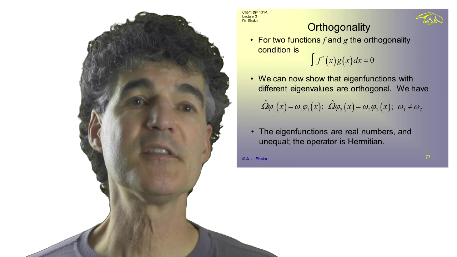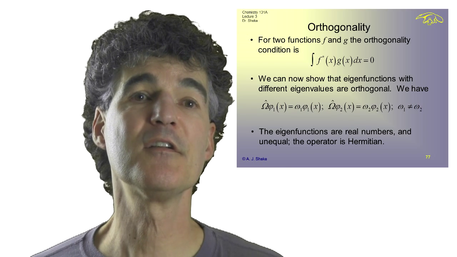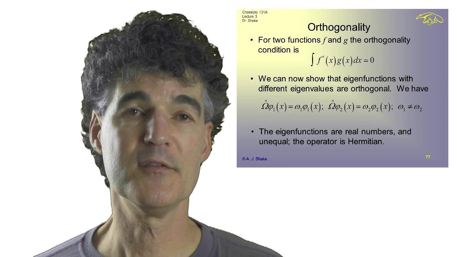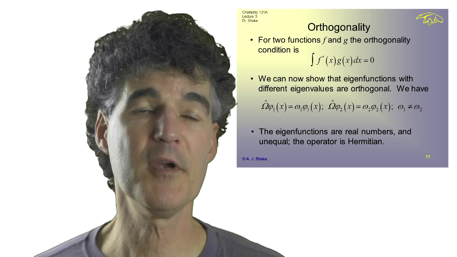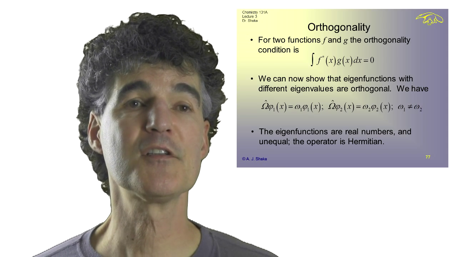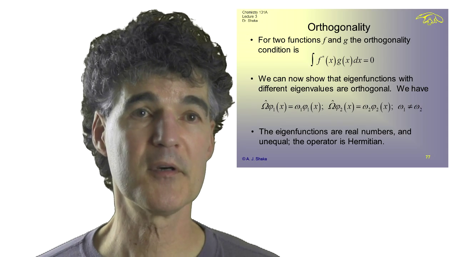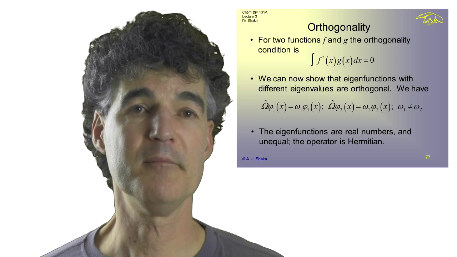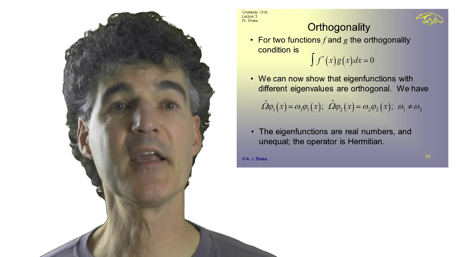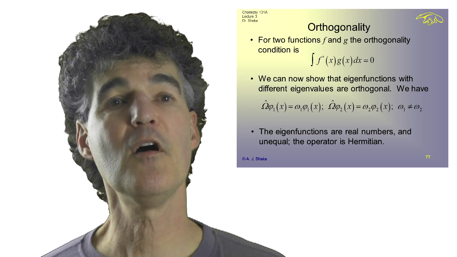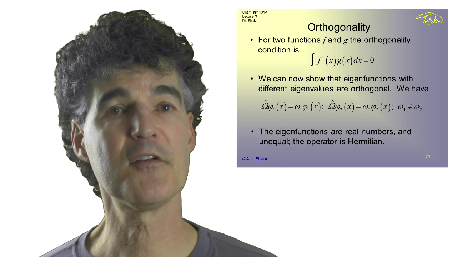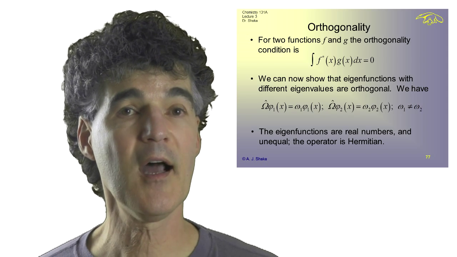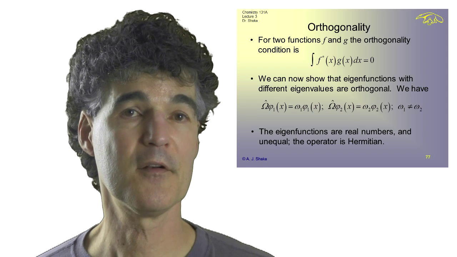Now we can show, based on this and the definition of Hermitian, that the eigenfunctions with different eigenvalues are orthogonal. So here's what we do. If it's an eigenfunction, it has an eigenvalue that's a real number. So let's put omega on phi 1, and we get omega 1 phi 1. We get phi 1 back because it's an eigenfunction. We put omega on phi 2, we get omega 2 phi 2. And the only thing we need to know is that omega 1 is not equal to omega 2. They're different numbers.